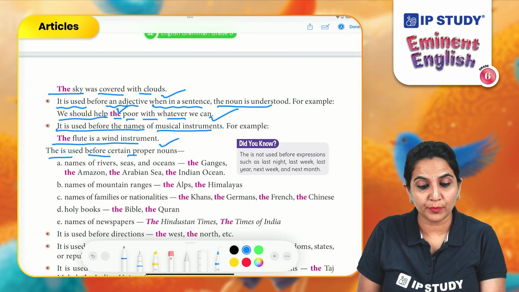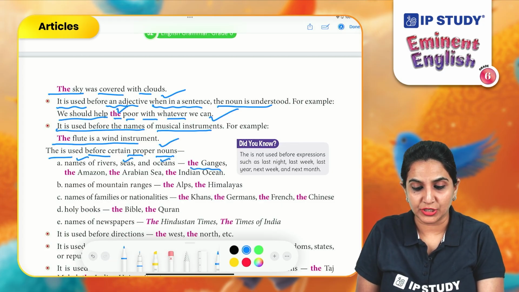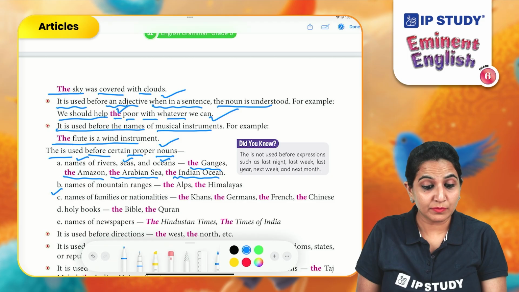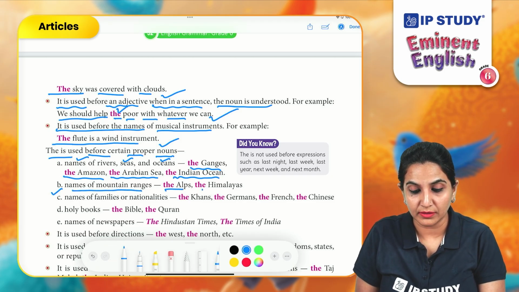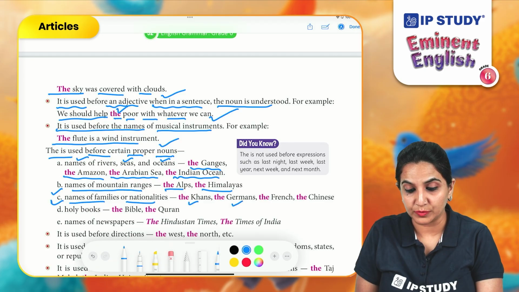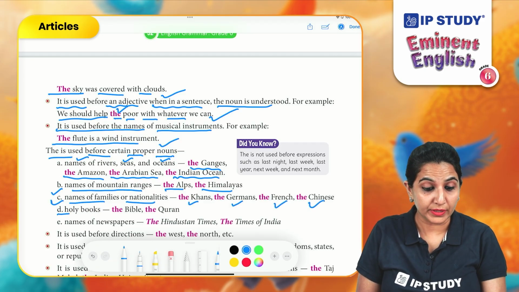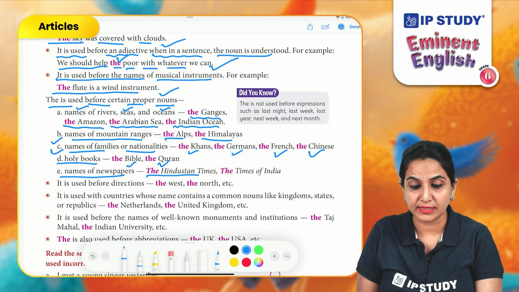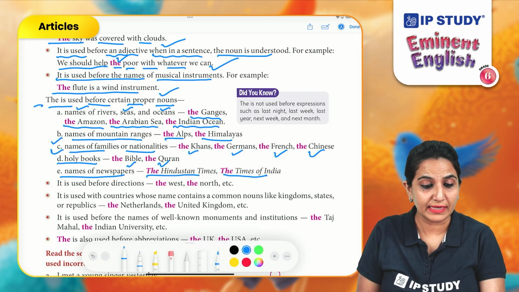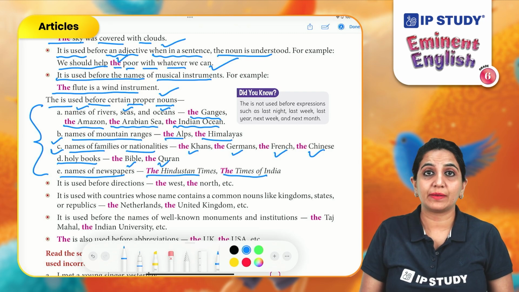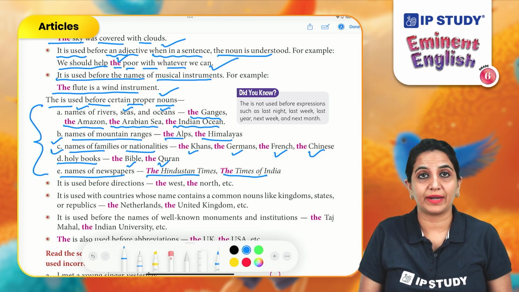The is used before certain proper nouns as well, like names of rivers, seas, and oceans. The Ganges, the Amazon, the Arabian Sea, the Indian Ocean. Names of mountain ranges as well, like the Alps, the Himalayas. Names of families or nationalities, like the Khans, the Germans, the French, the Chinese. Holy books such as the Bible, the Quran, the Bhagavad Gita. Names of newspapers, the Hindustan Times, the Times of India. So all of these are also called proper nouns when you are specifically talking about names of mountains, names of regions, names of nationalities, and names of newspapers or names of books.